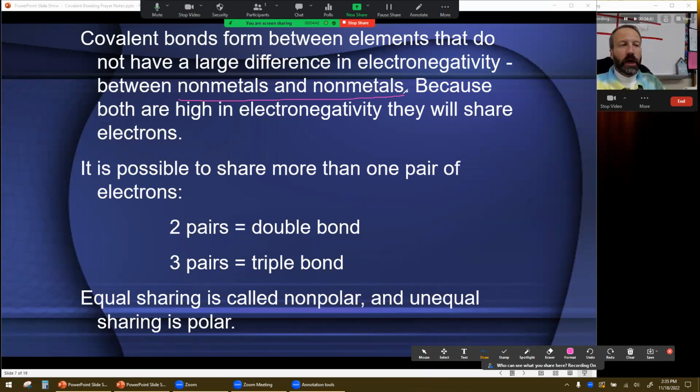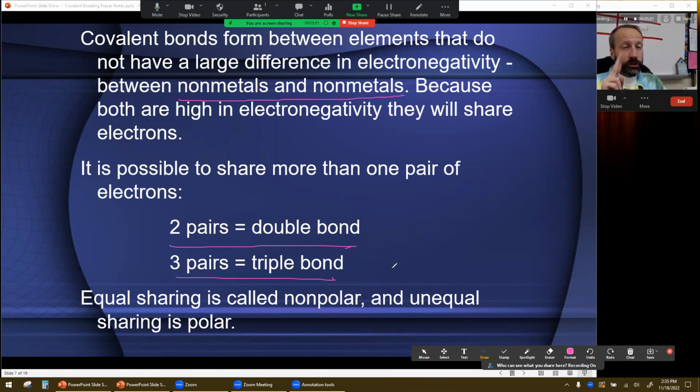Okay. Now it's possible to share more than 1 pair. So we can share 2 pairs. We would call that a double bond. We can share 3 pairs. We can call that a triple bond. Now, please notice that it's still pairs being shared.